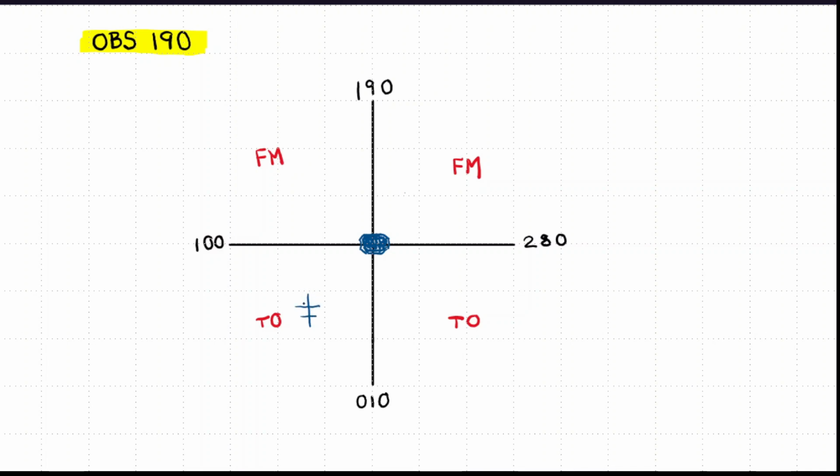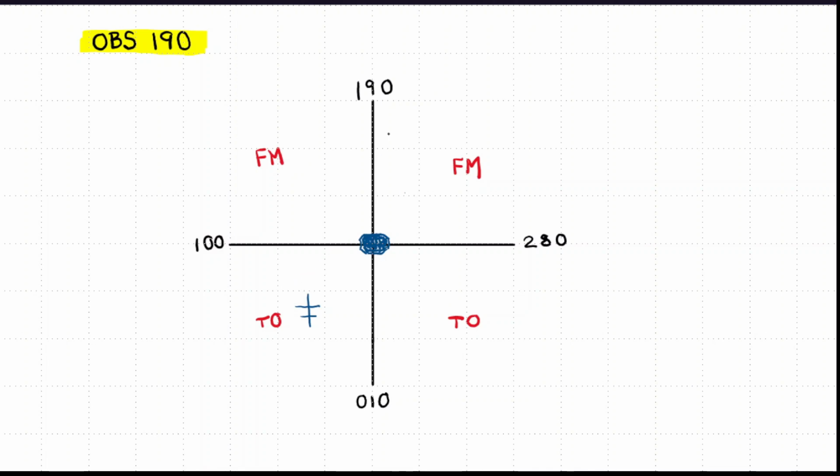Now, is our flag going to be showing from, or is it going to be showing to? The answer is our flag is going to be showing to. We are on the to side of the 190 radial. We would need to be heading to the VOR if we were on this side, okay? And the other thing now that we need to figure out is which way would our needle be deflected?